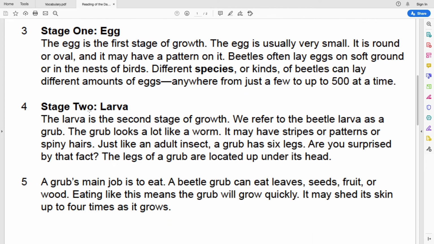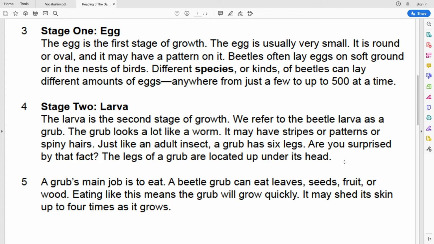Stage 2, larva. The larva is the second stage of growth. We refer to the beetle larva as a grub. The grub looks a lot like a worm. It might have stripes or patterns or spiny hairs, just like an adult insect. A grub has 6 legs. Are you surprised by that fact? The legs of a grub are located up under its head.